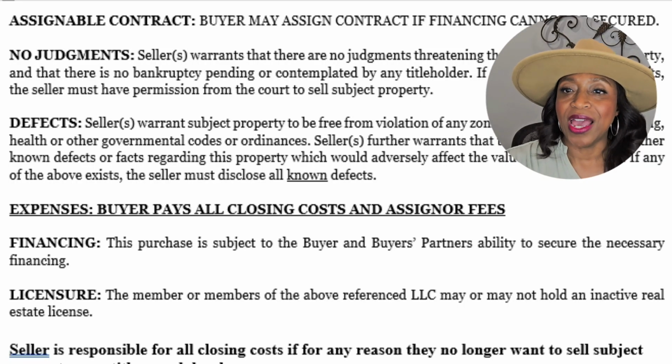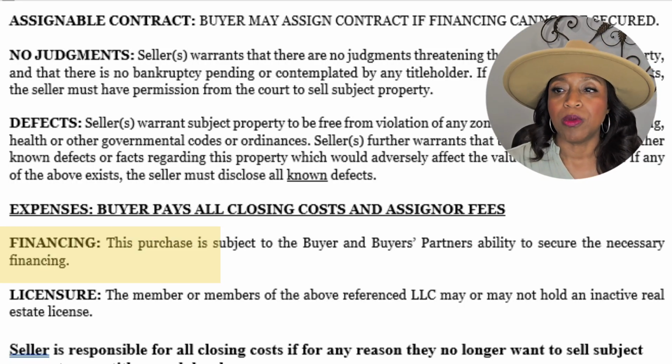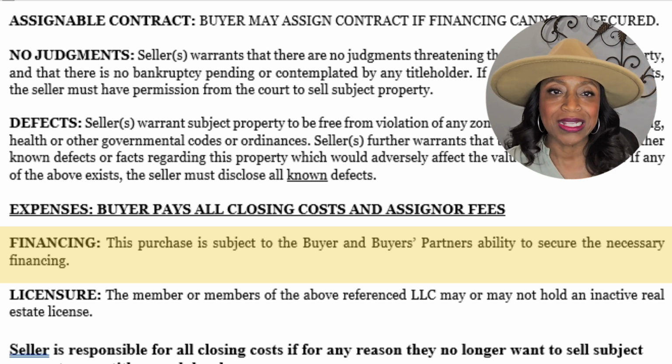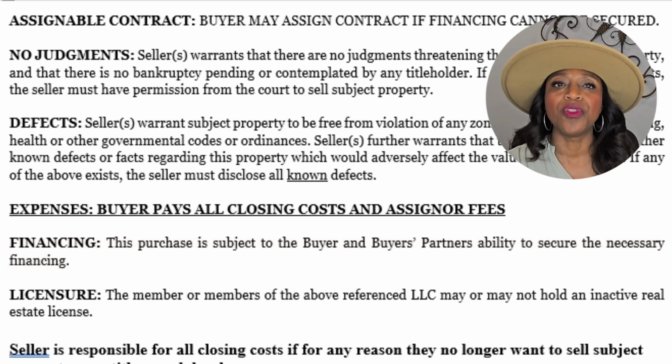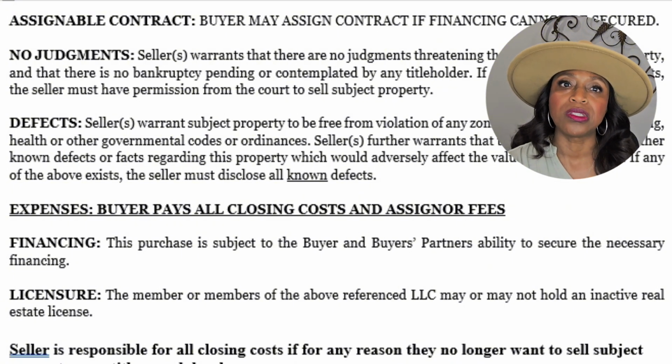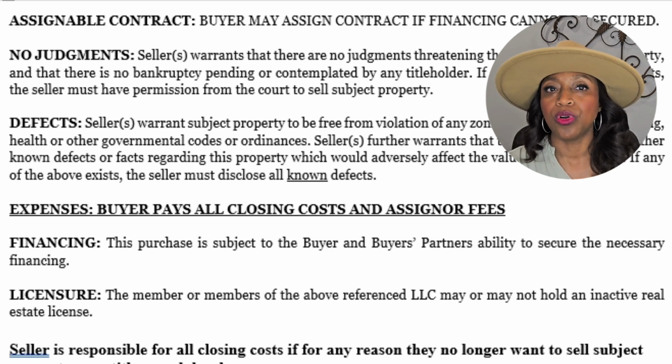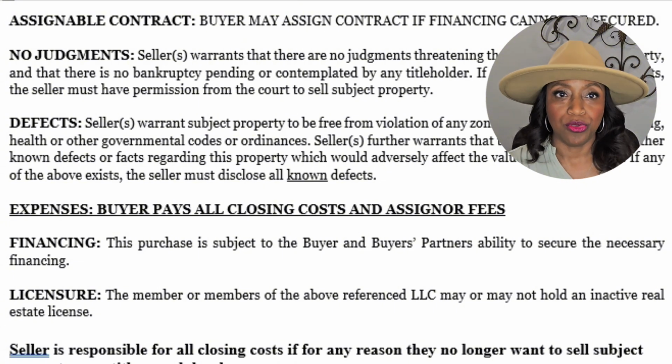So now we have financing. This purchase is subject to the buyer and buyer's partner's ability to secure the necessary financing. Again, this is another way out for you as a wholesaler, because you don't want to be stuck with the contract. You want to have verbiage in your contract that allows you to basically get out of it, just in case a person tries to take you to court to try and get you to actually purchase the property.